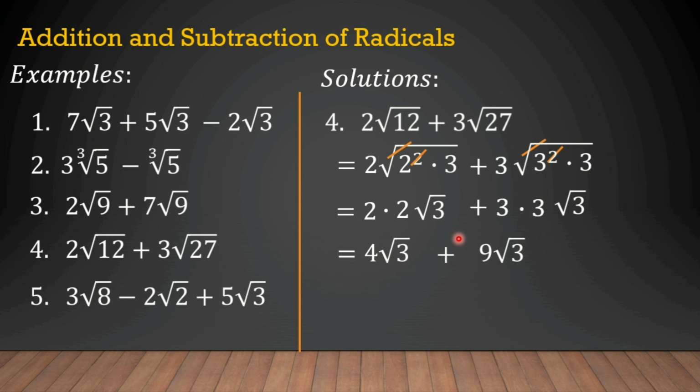So, therefore, pwede na natin silang pagsamahin. So, i-add muna natin ang kanilang numerical coefficient na 4 and 9. Tapos, copy the common radicals, which is the square root of 3. Then, 4 plus 9 is equal to 13. Then, the square root of 3. So, final answer for number 4 is 13 times the square root of 3.